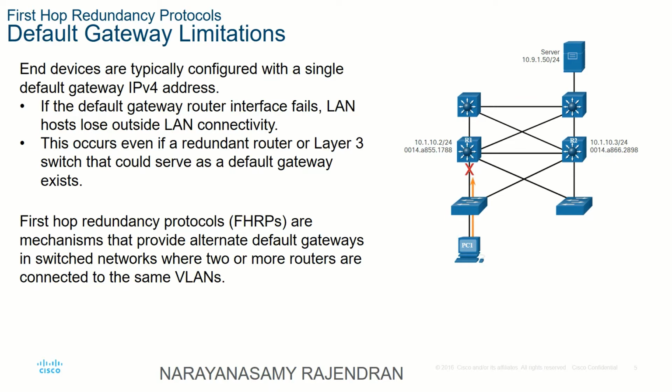Even if a redundant router exists that could serve as a default gateway for the segment, there is no dynamic method by which these devices can determine the address of a new default gateway. So to solve this problem, the FHRP protocol was introduced. FHRP is a mechanism that provides an alternate default gateway in a switched network where two or more routers are connected to the same VLAN. To overcome this issue, the FHRP protocol should be configured along with the redundancy. Once FHRP is configured, if router R1 fails, then PC1 will communicate through the alternate router R2.